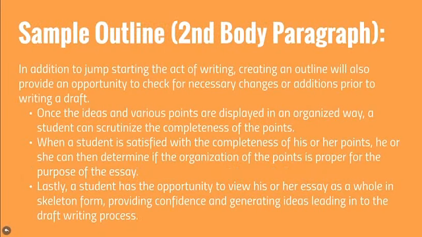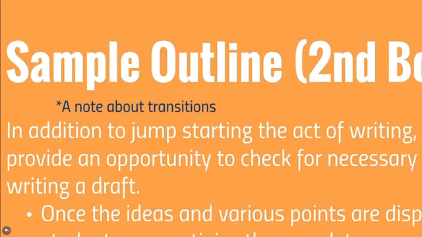Here's another example of a body paragraph in outline form, but I put this one up here to make a note about transitions. You'll notice that the topic sentence begins by stating, "In addition to jump-starting the act of writing," comma. Jump-starting the act of writing was the previous point, the point in the previous paragraph of this particular argument. And by starting the topic sentence of the second body paragraph, briefly touching on that previous point, I'm providing a transition from that last point into this new one.